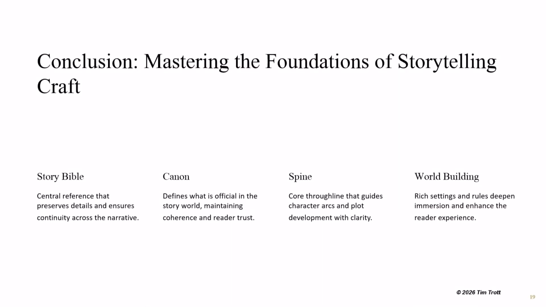In summary, understanding the story Bible, canon, spine, and world building equips the author with essential tools for crafting consistent and compelling narratives. These concepts help maintain coherence, guide character and plot development, and enrich the fictional universe. Embracing these principles enhances storytelling depth and fosters a captivating experience for readers. So now you have a better understanding of the story Bible, canon, spine, and world building, the tools for building successful fiction.